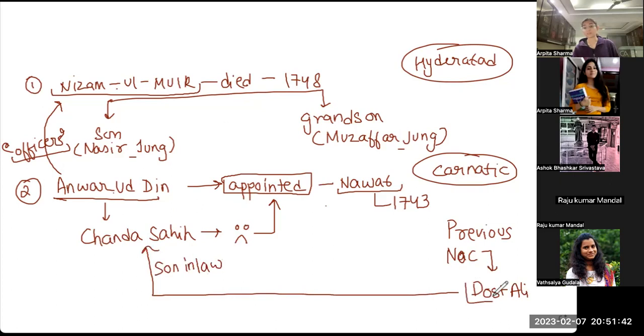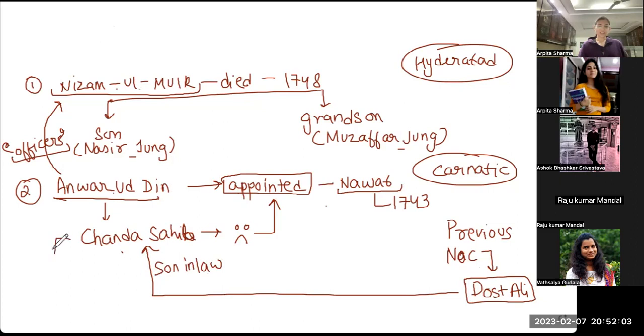He said, Dost Ali is not there. I should become the next Nizam, next Nawab. Why Anwaruddin is appointed? On what qualities? So that is why Chanda Sahib was not happy with this appointment. He wanted Nizam ul Mulk to make Chanda Sahib the next Nawab, not Anwaruddin. So he was not happy.